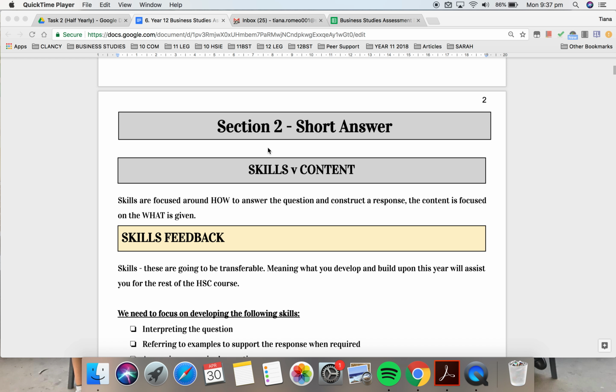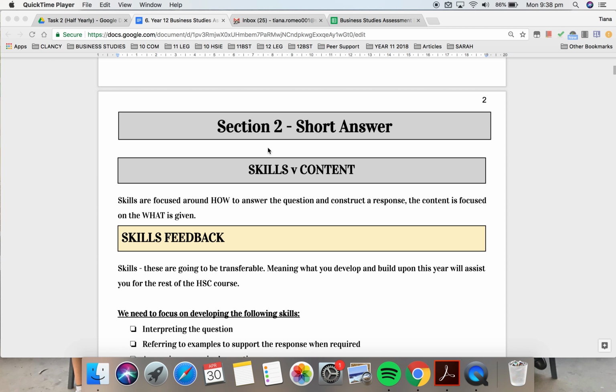Hi Year 12, I'm going to go through the feedback for your short answer section for the half-yearly exam. We're going to do this in two parts. We're going to look at skills first, and then we're going to look at content. In regards to skills, we're looking at how to answer the question and construct the response, focusing on the directive verb. And content, we're looking at what you actually provided.